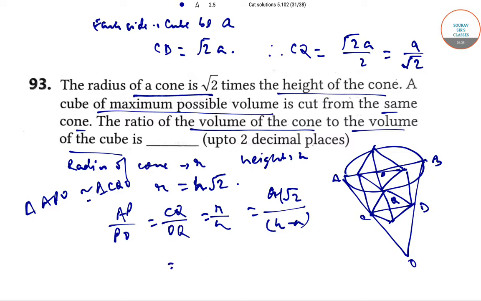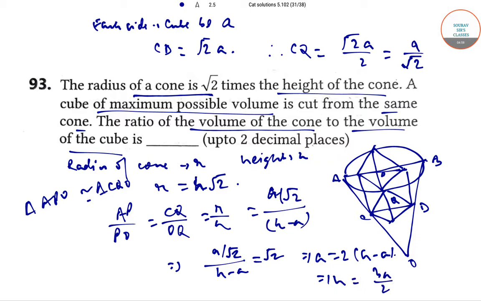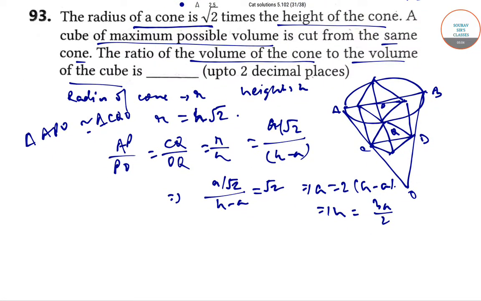Or A by root 2 by H minus A is equal to root 2, or A is equal to 2 into H minus A. Therefore H is equal to 3A by 2, or R is equal to 3A by 2 into root 2.